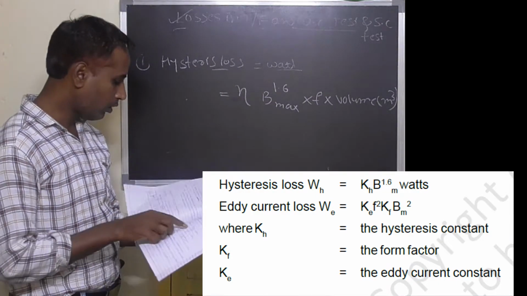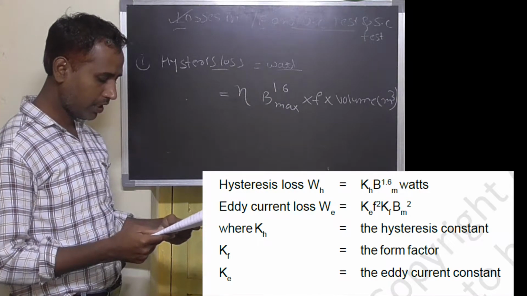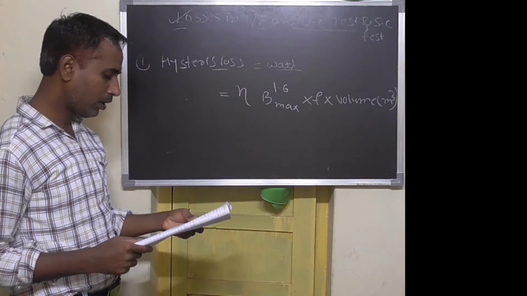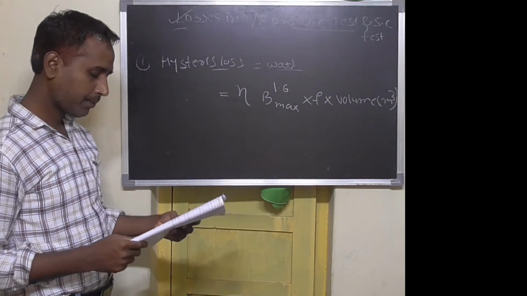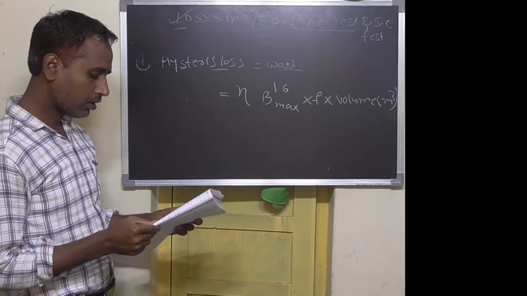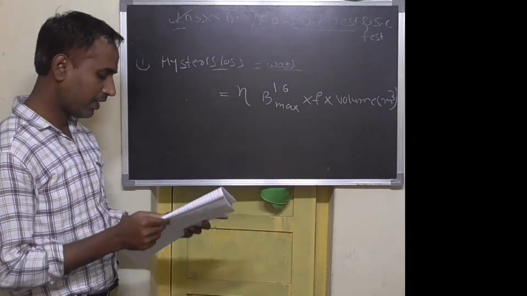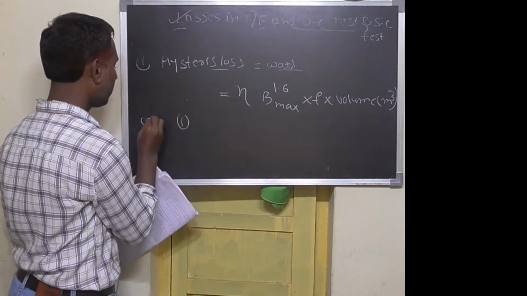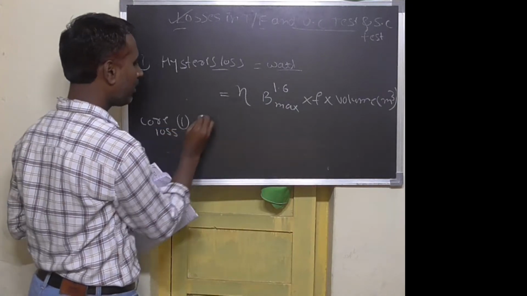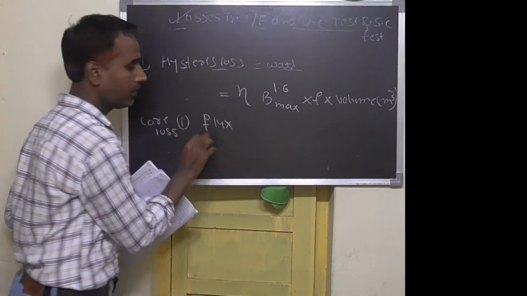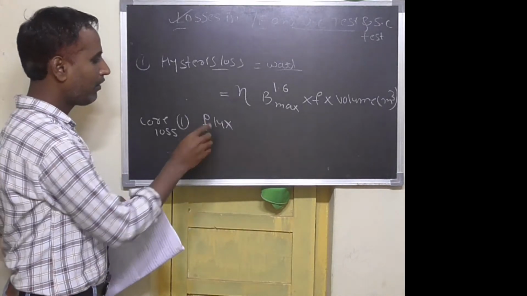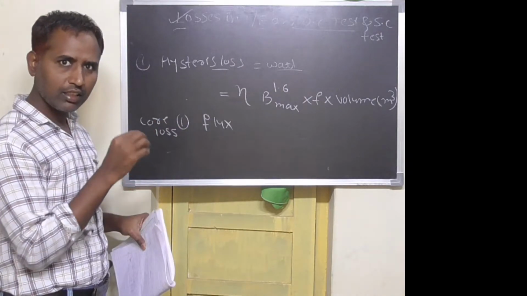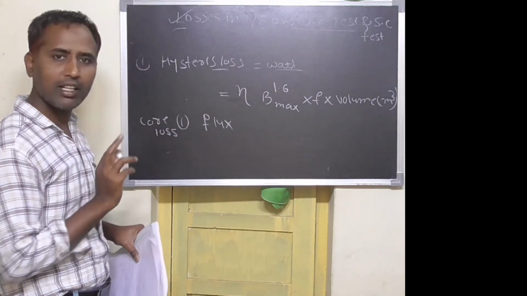Okay, in open circuit test, what are the points? The input power supplied to the transformer meets mainly only core losses. The core loss depends on the flux. Here I will tell you the two points. The core loss depends on flux. This is very, very important, flux. If the flux is high, core loss is also high. If the flux decreases, the core loss also decreases. This is point number 1.